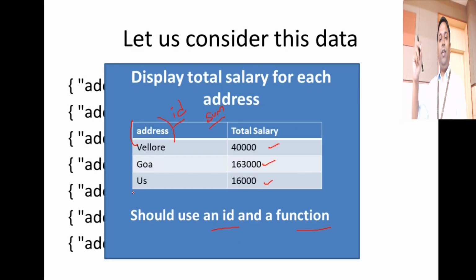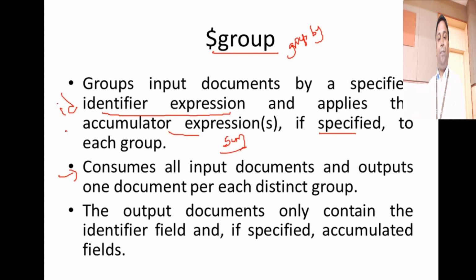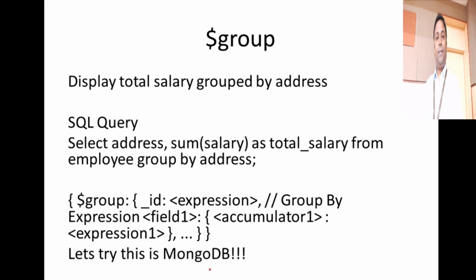So when you take a look at the previous slide, Vellore is one distinct group, Goa is one distinct group, US is one distinct group. You accumulate and then you have one output, one record for each distinct group. The output documents only contain the identifier field and the specified accumulated fields. So what will you display when you find sum of salary? Display the address and total salary for each address. That's the meaning of this.